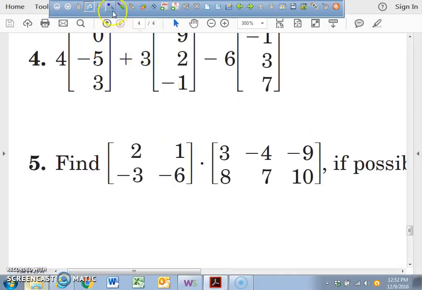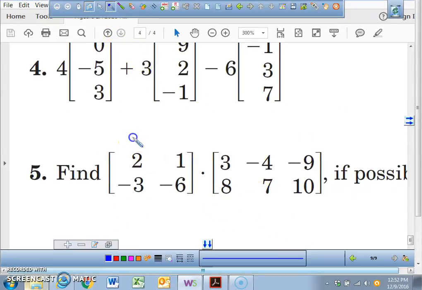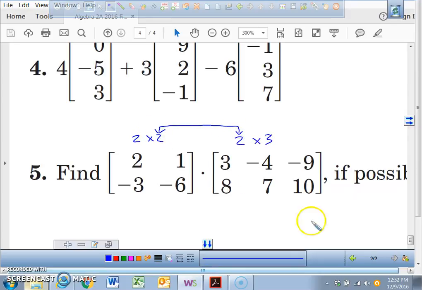Number 5. This is going to be the hardest one that you get on your non-calculator portion. This is a 2 by 2 being multiplied to a 2 by 3. So horrible. There we go. All right. Now these match, right? These match. That means this is what I'm going to get. I'm going to get another 2 by 3. So yes, I can multiply these together, everybody, but my final result will equal another 2 by 3.